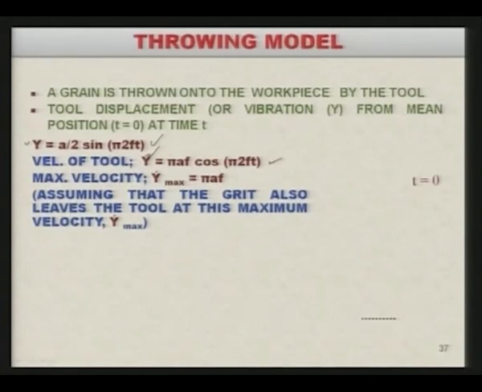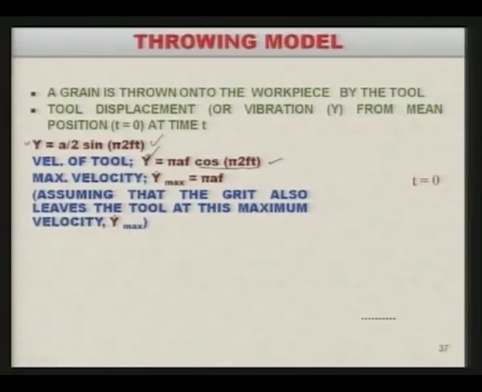Now, we want to find out what is going to be the maximum velocity of the tool during its vibration. So, the maximum velocity will be obtained when the value of cos 2 pi f t is maximum, and the maximum value of cos function can be 1. So, you get y dot maximum as pi a f, assuming that the grit also leaves the tool at this maximum velocity. Now, this is a very important assumption over here.